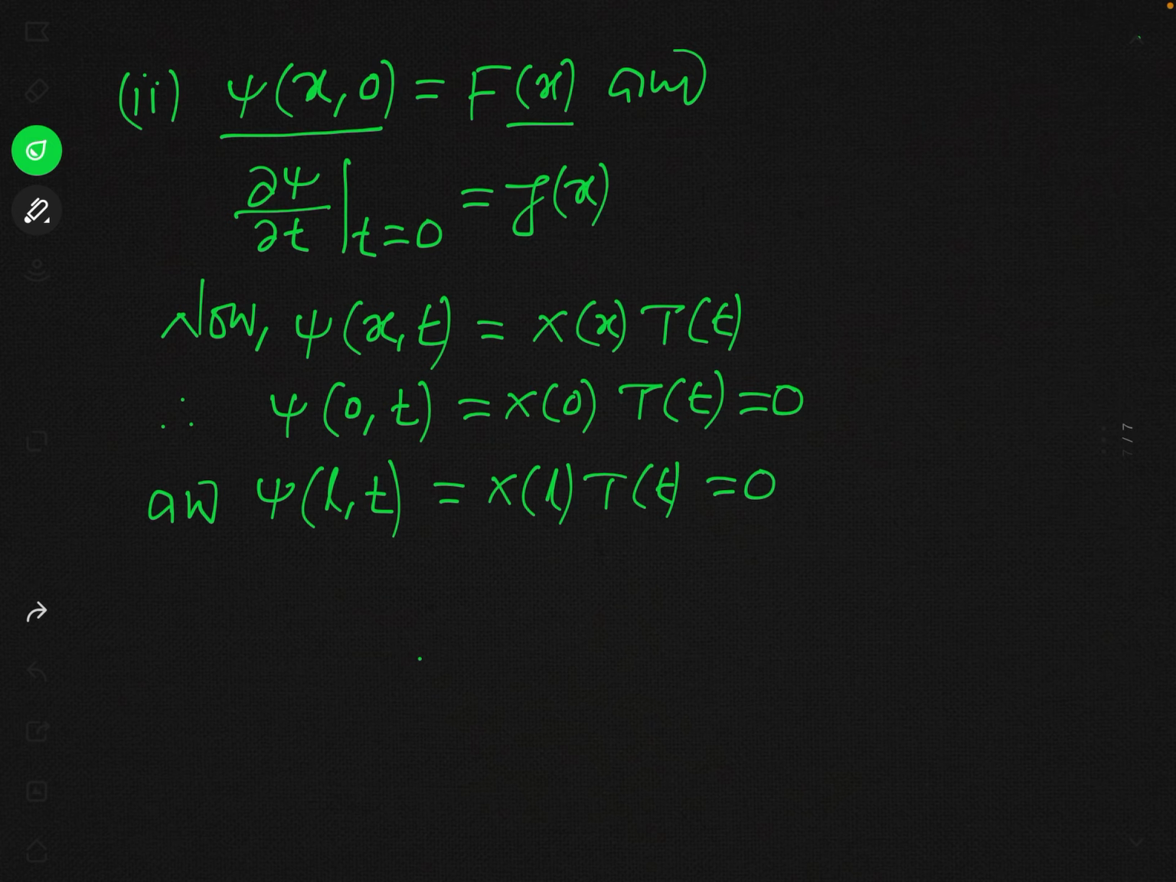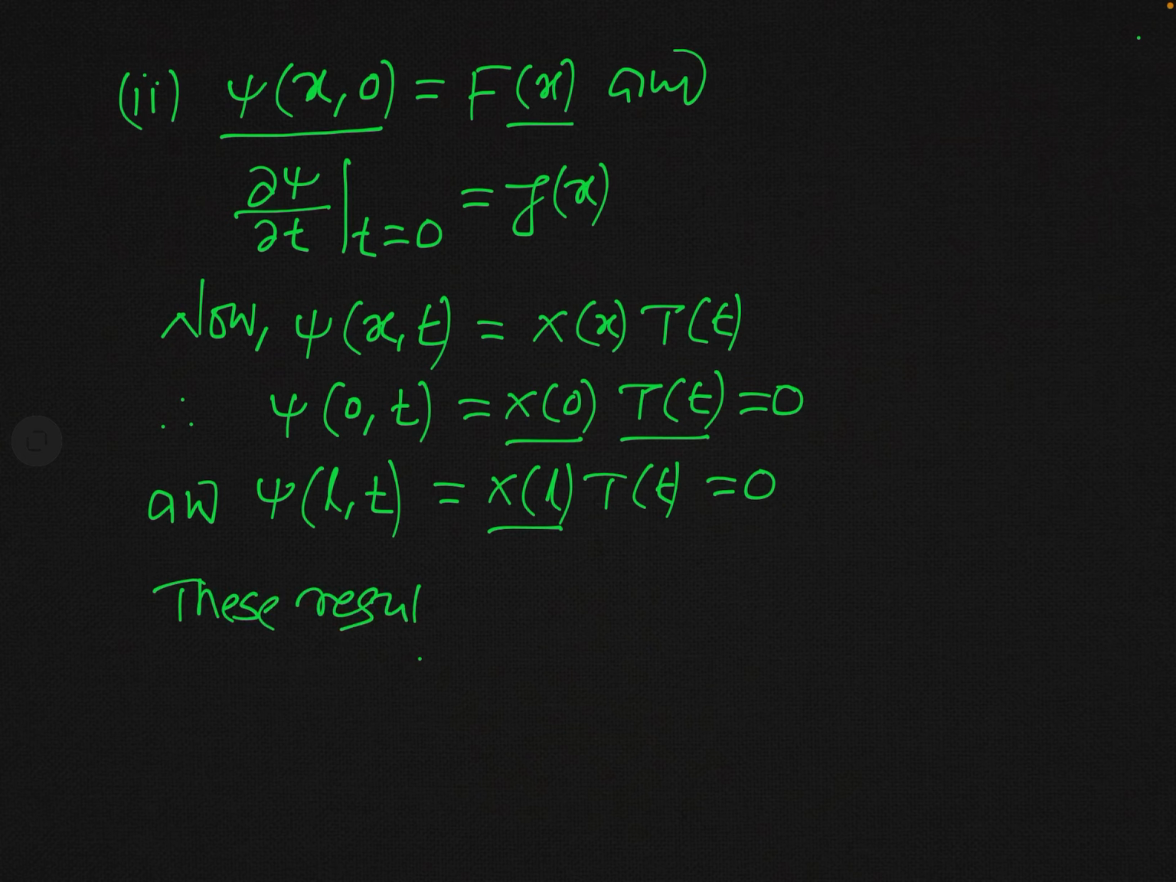So what do these results actually imply? In fact, these two results imply that either T of t will be equal to 0, or X of 0 will be 0 and X of L will be 0. Anything may be possible.